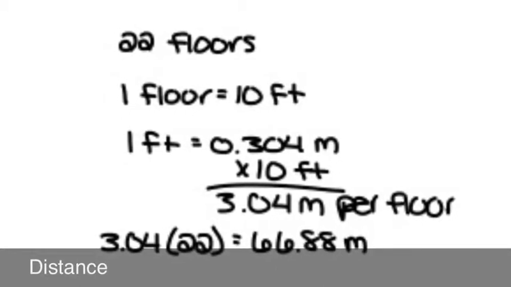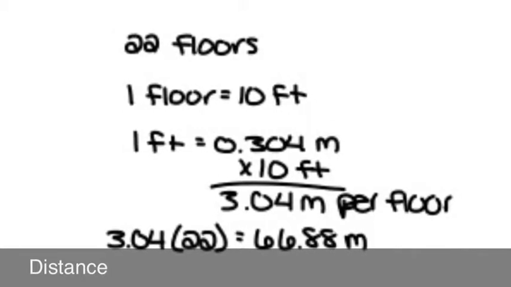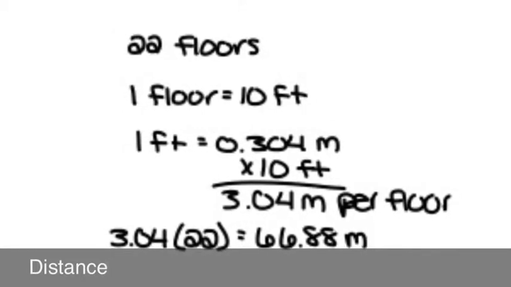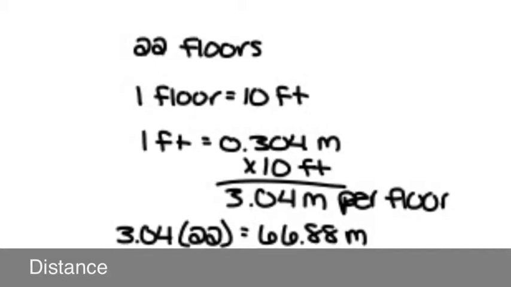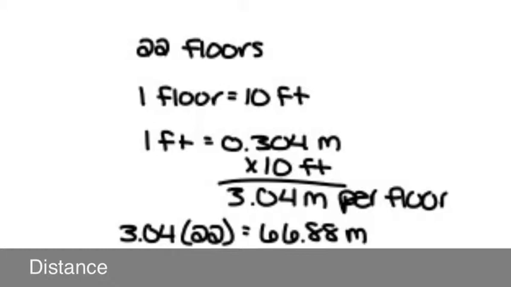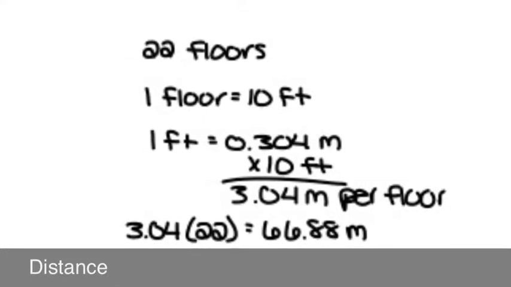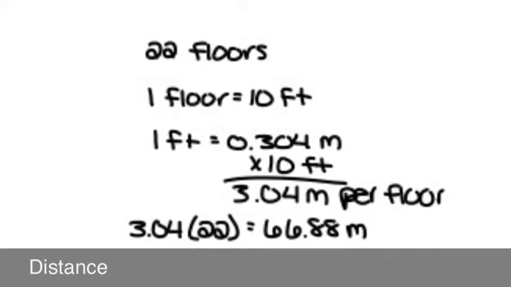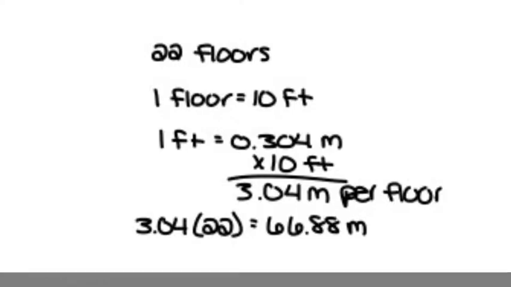In this scene, it shows that the elevator was on the 22nd floor. For this information to be useful, it had to be converted into meters. I found that 1 floor is equal to 10 feet and that 1 foot is 0.304 meters. I multiplied 0.304 meters by 10 feet to find that each floor is 3.04 meters tall. I then multiplied this by 22 floors to get a total height of 66.88 meters.